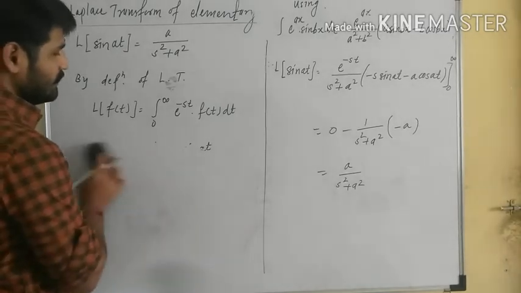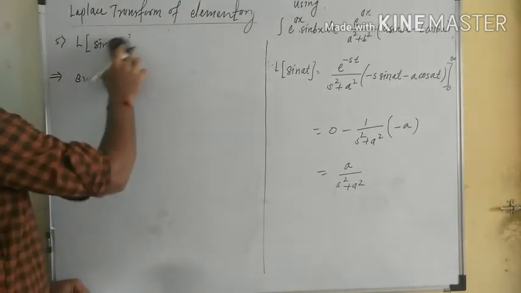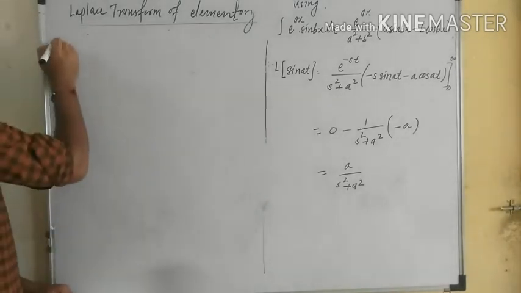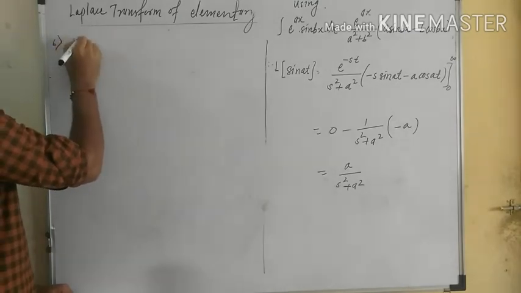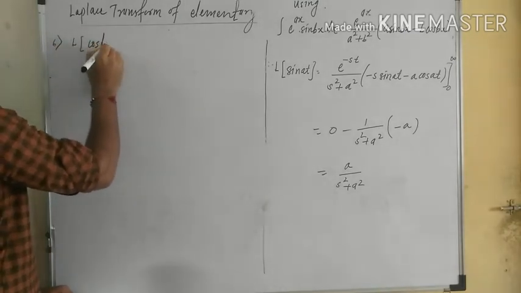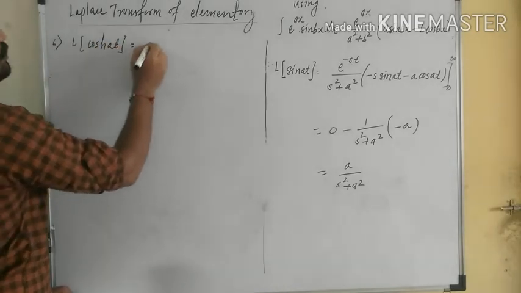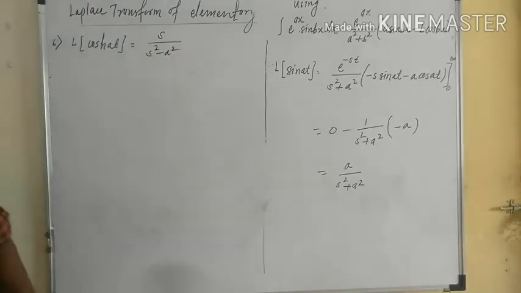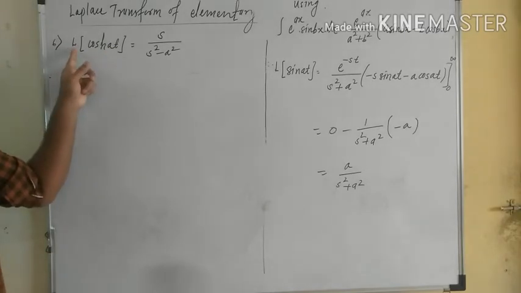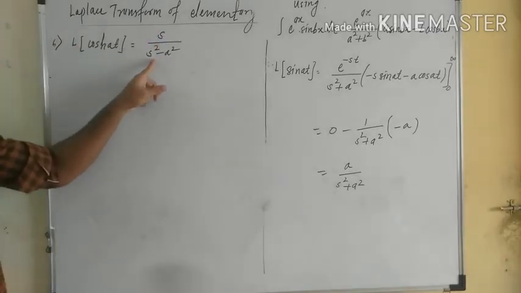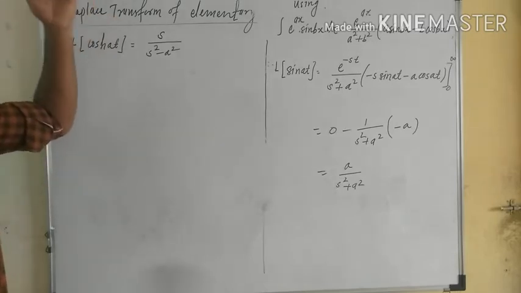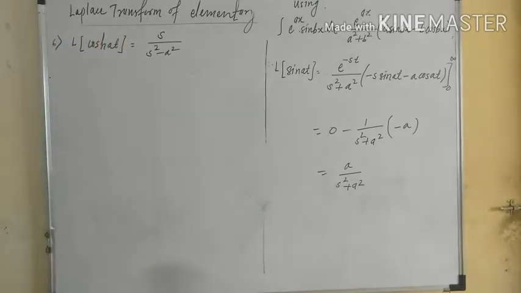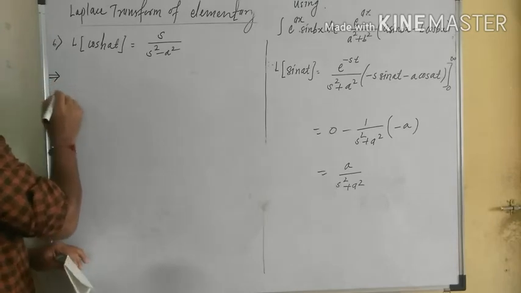Okay, now see the next: how to find the Laplace transform of hyperbolic functions. Next is number 6: Laplace transform of cos hyperbolic at is equal to s upon s square minus a square. Now we have to prove this result. Remember the Laplace transform of cos at has a plus sign in the denominator. Remember that one, don't confuse them. So see here how to find this Laplace transform.